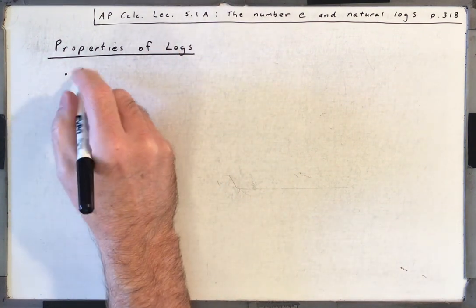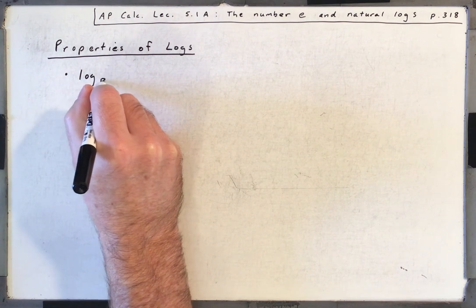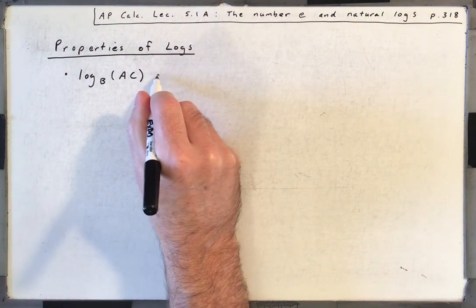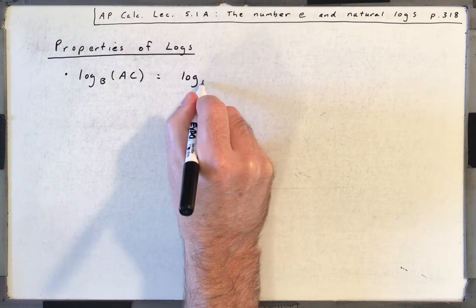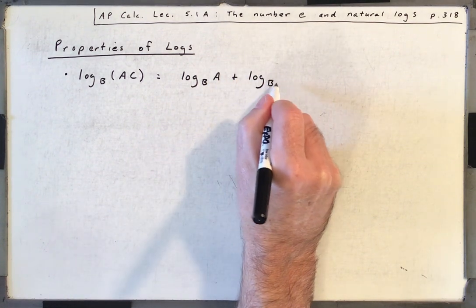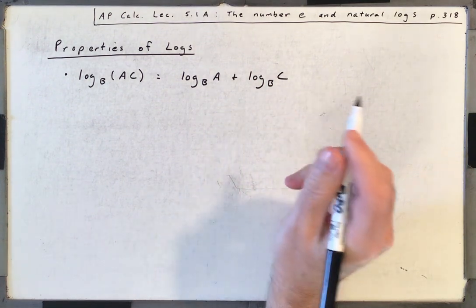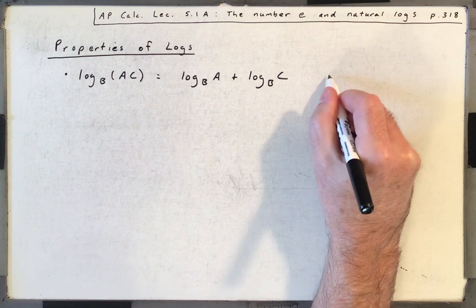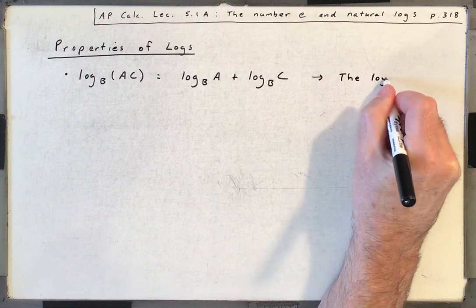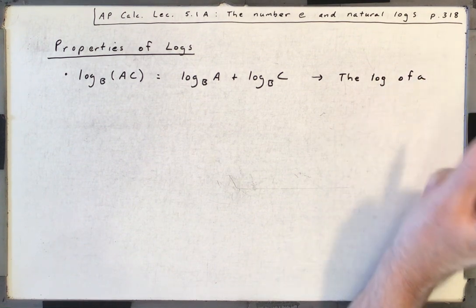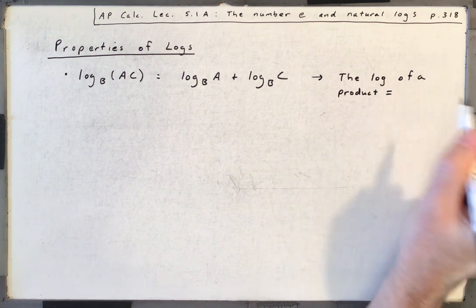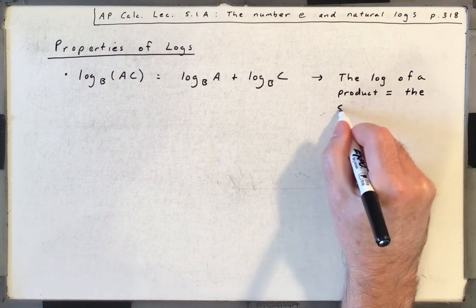Okay, first of all, if we have log to the base b of some product, let's say a times c, that's equal to log base b of a plus log base b of c. So the log of a product, and I won't write this every time, equals the sum of the logs.